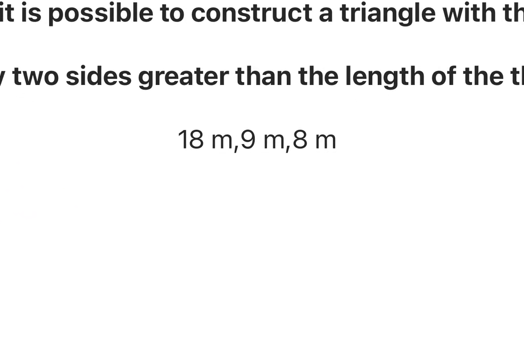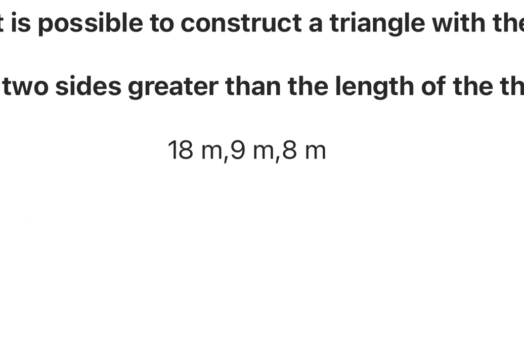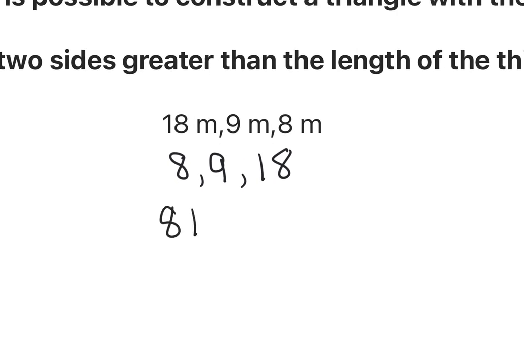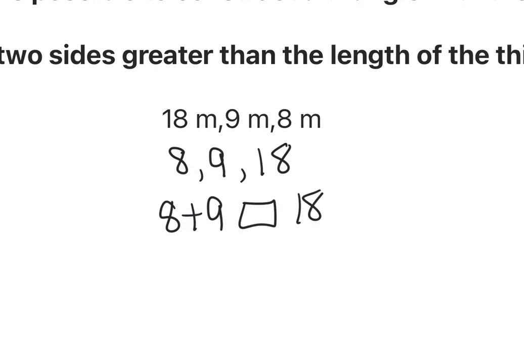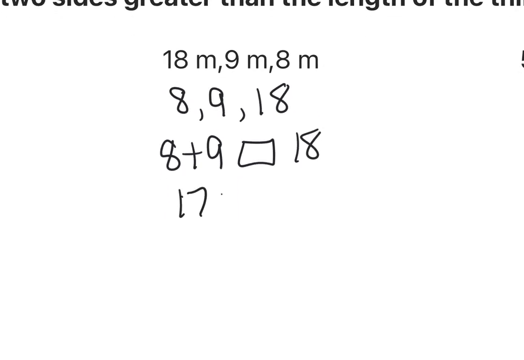Okay, the next one, we have 18, 9, and 8. Remember, we need to make sure that we order them small, medium, large. Then we add our small and our medium together, and we compare it to the longest side. So in this case, 9 plus 8 is 17. We compare 17 and 18. 17 is less than 18. Less than means that no, you cannot actually make a triangle with those three side lengths. If I gave you 3 sticks that were 8 meters, 9 meters, and 18 meters, no matter how you tried to finagle them, you would not be able to make a triangle out of those 3.